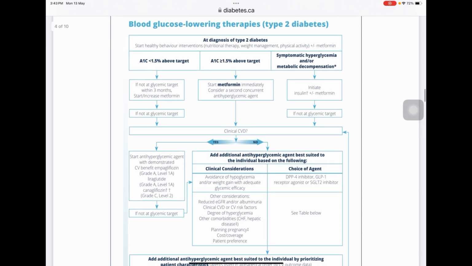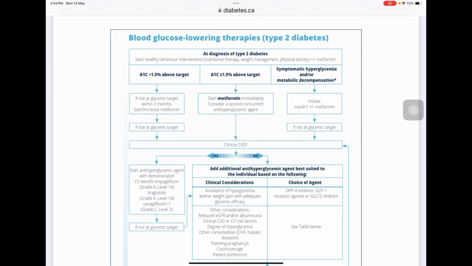So, blood glucose lowering therapies. At the diagnosis of type 2, start healthy behaviors, nutritional therapy, weight management, physical activity, and metformin. So how do we have to manage type 2 diabetes? We have to start with behavioral modification. That is one of the favorite questions for QE1, they want to know what you are going to start the patient on. You're going to start the patient on behavioral interventions, that is nutritional therapy, weight management, physical activity, and plus minus metformin. Nutrition, weight management, and physical activity are the three most important things that are supposed to be covered in behavioral intervention.